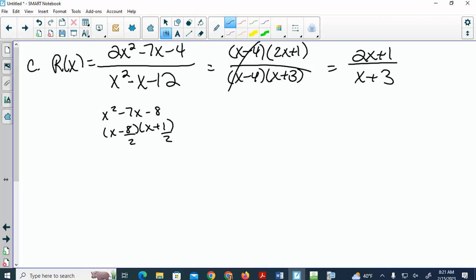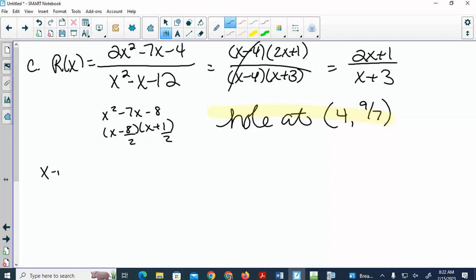When something cancels, we have a hole in the graph. The x value is what makes x minus 4 equal 0, so 4. To get the y value, what do we do? Plug 4 into what's left. So we get 9 over 7. All right, when you find that on your test, I expect that full ordered pair.